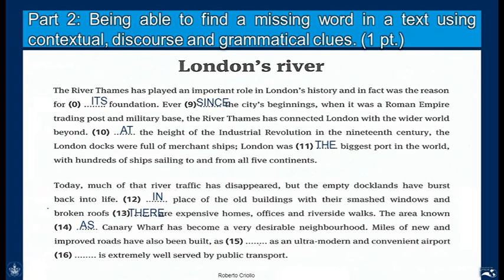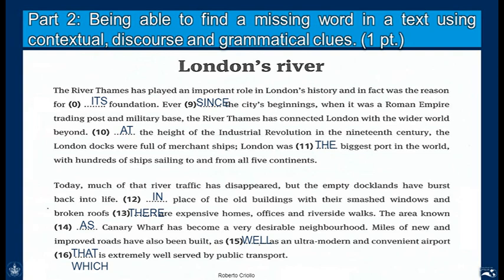Miles of new and improved roads have also been built, as well as an ultra-modern and convenient airport. So there are miles of new improved roads and also an airport. So as well as is an expression that means in addition to. Okay? So a convenient airport which is extremely well served by public transport, or that is extremely well served by public transport. So in this case we need to add a relative pronoun, and it can be that or which.